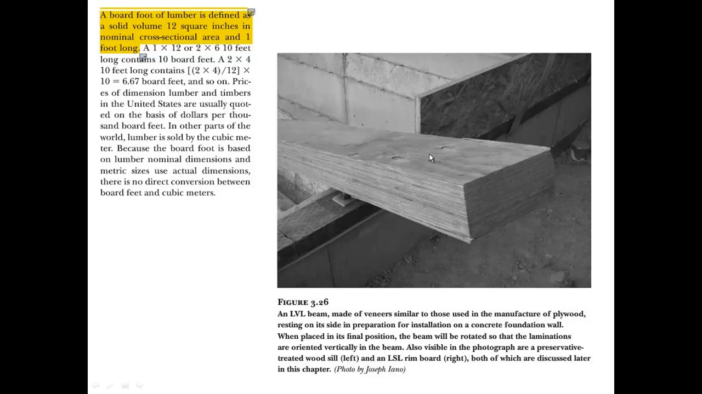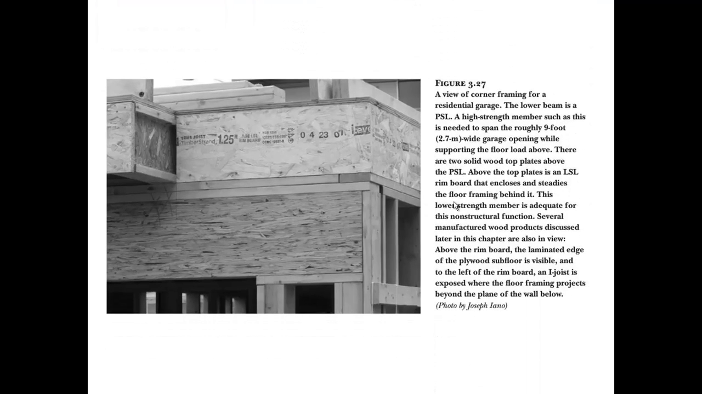We're going to get into some manufactured wood as we talk about wood framing. This is an LVL, a veneer plywood type lumber section, used for beams. We'll see some other ones here. This is a PSL. PSL is parallel strand lumber, where all the strands are compressed and put into one beam.